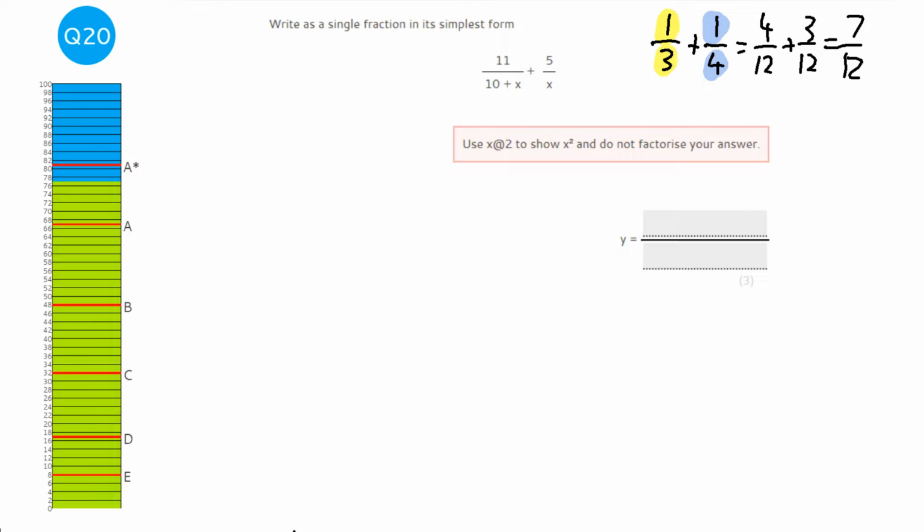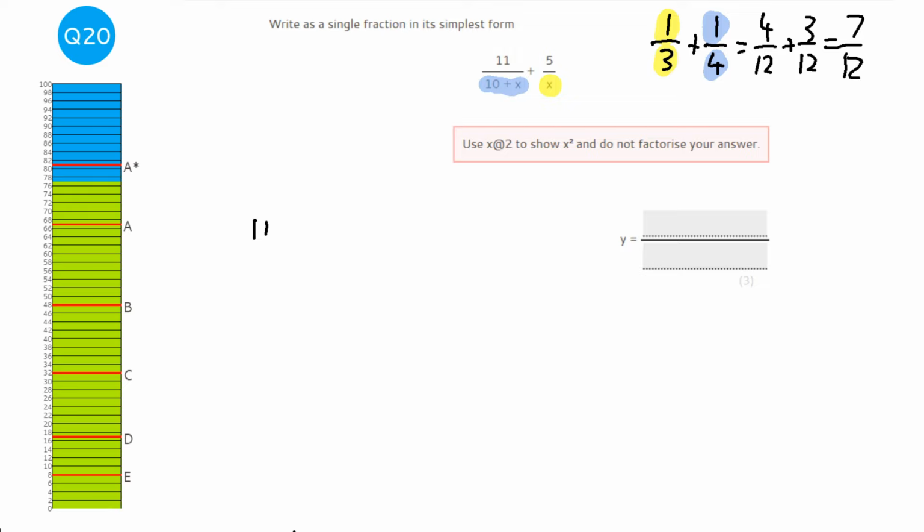The same things happen with algebraic fractions. We want to times the left-hand fraction by the right-hand denominator, so by this x. And we want to times the right-hand fraction by the left-hand side's denominator. So we're going to times the first fraction by x, top and bottom.